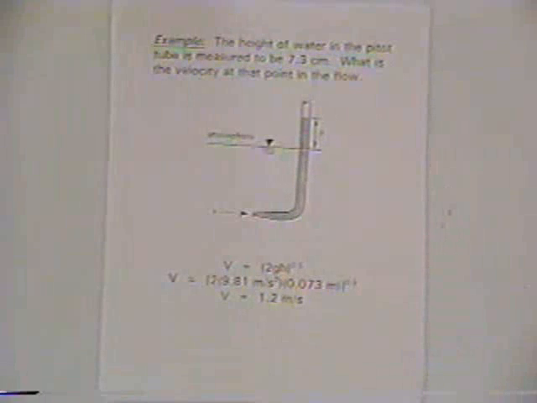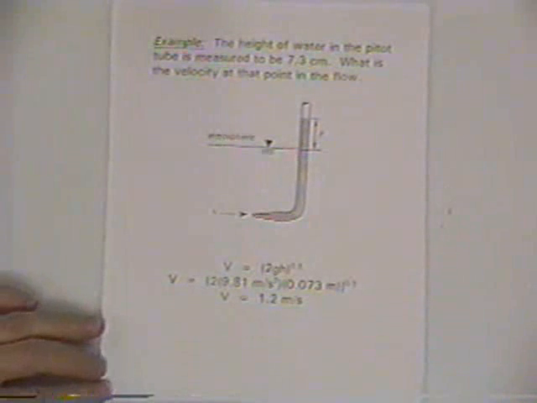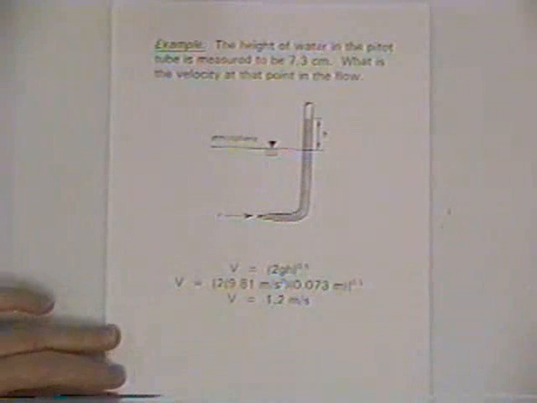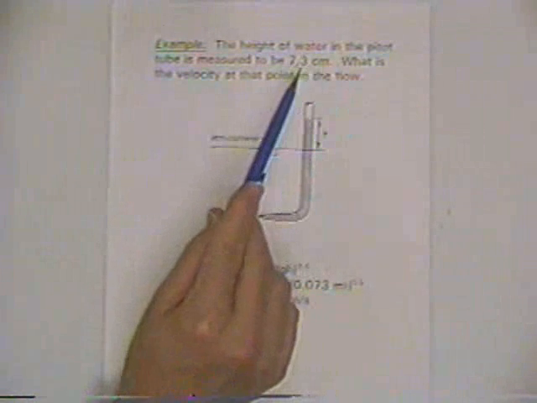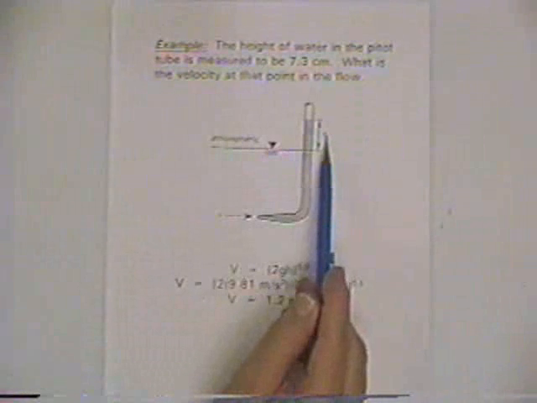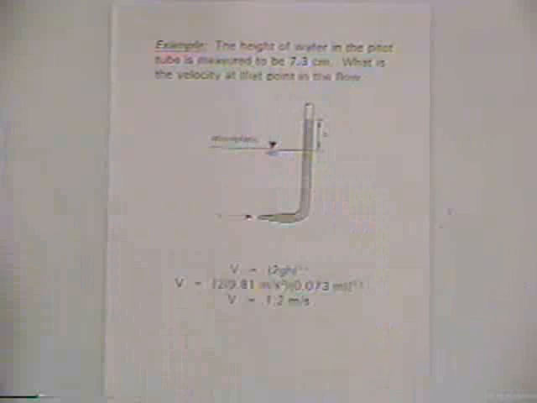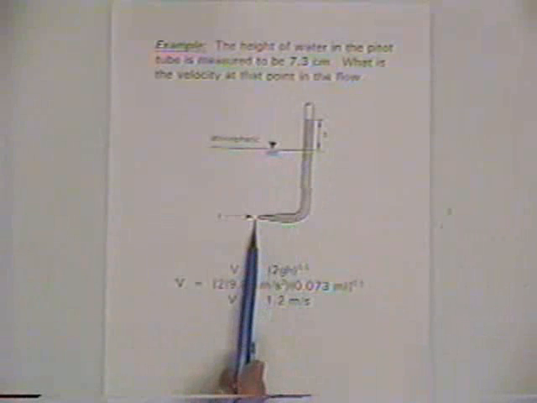And so in this example, and this is an adaptation, a little bit of a variation of an example that's also presented in your EIT review reference book, and we just changed it just a bit. But here we've measured this height, and we measured it to be 7.3 centimeters, and so we want to know the velocity at this point in the flow.